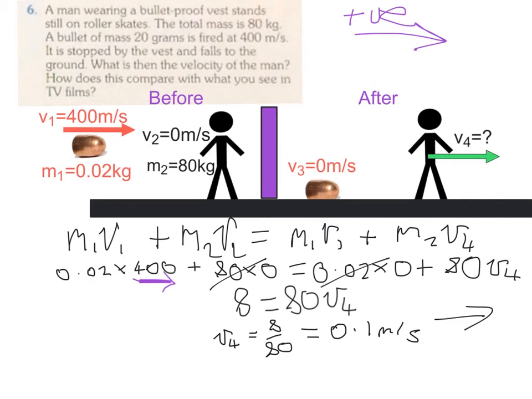Now the second part about, how does this compare with what you see in the movies? Well, when we see people being shot in movies, they often go flying across the room. 0.1 meter per second is not going to make you fly across the room, and that's really, I think, what they're getting at here. That movies exaggerate these things for dramatic effect rather than being accurate.